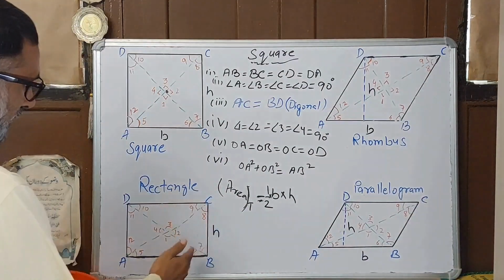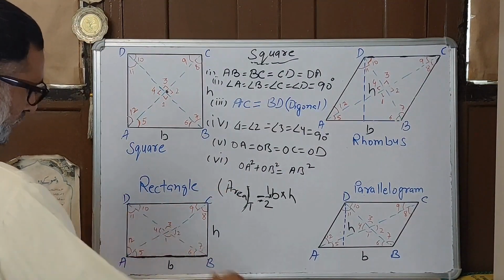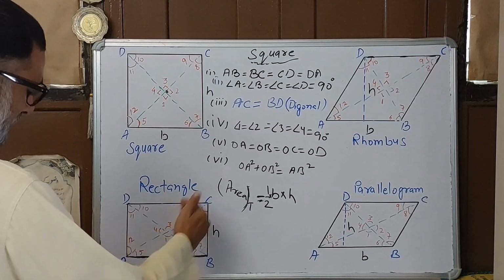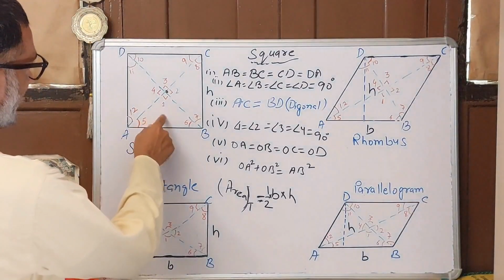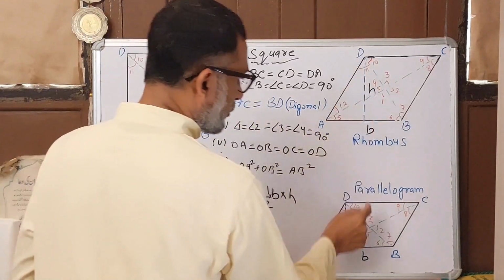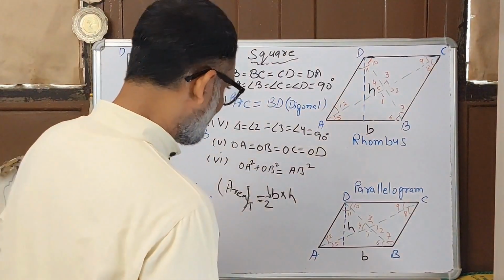Because in any quadrilateral, any four-sided shape, if you cut it by any one diagonal, then it divides into two triangles, triangle 1 and triangle 2. So by adding both triangles you can find the area.